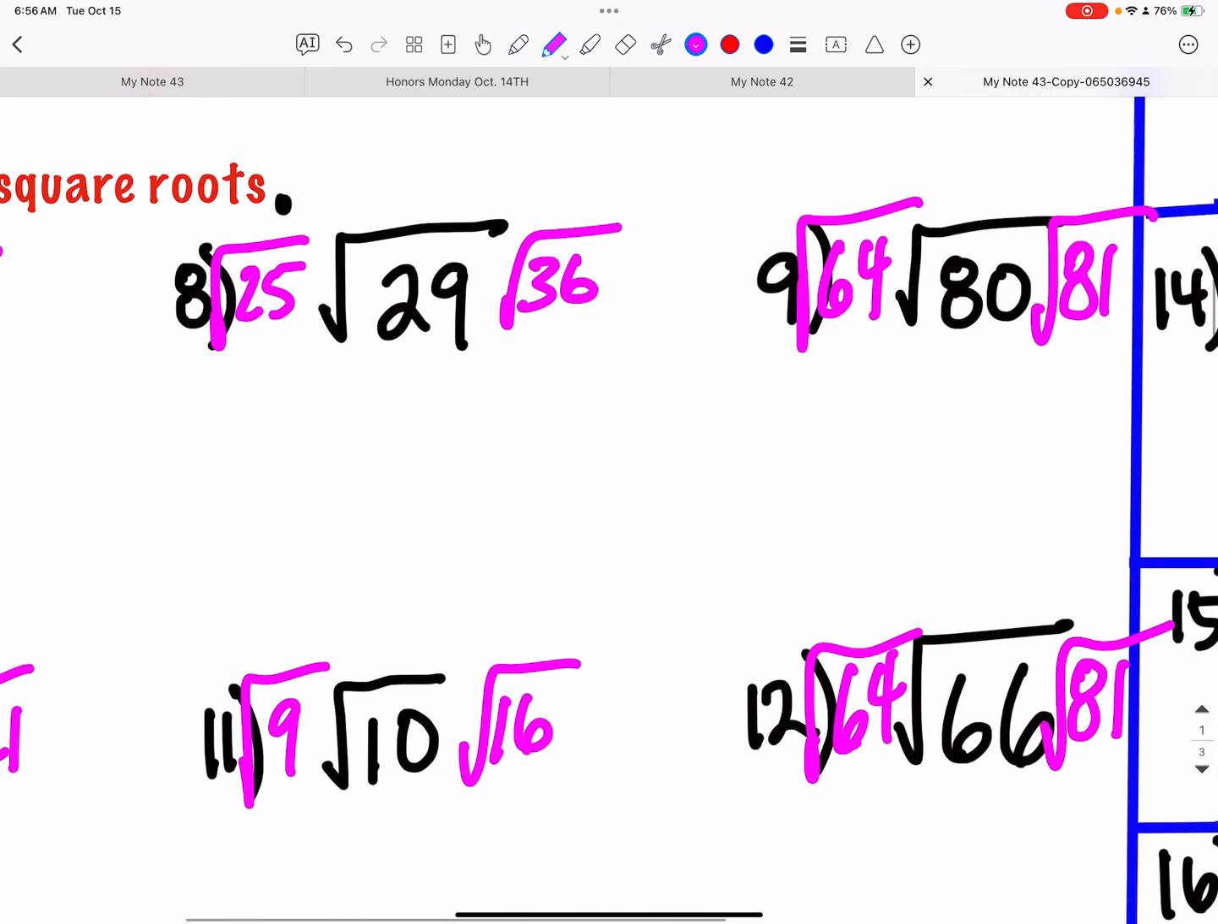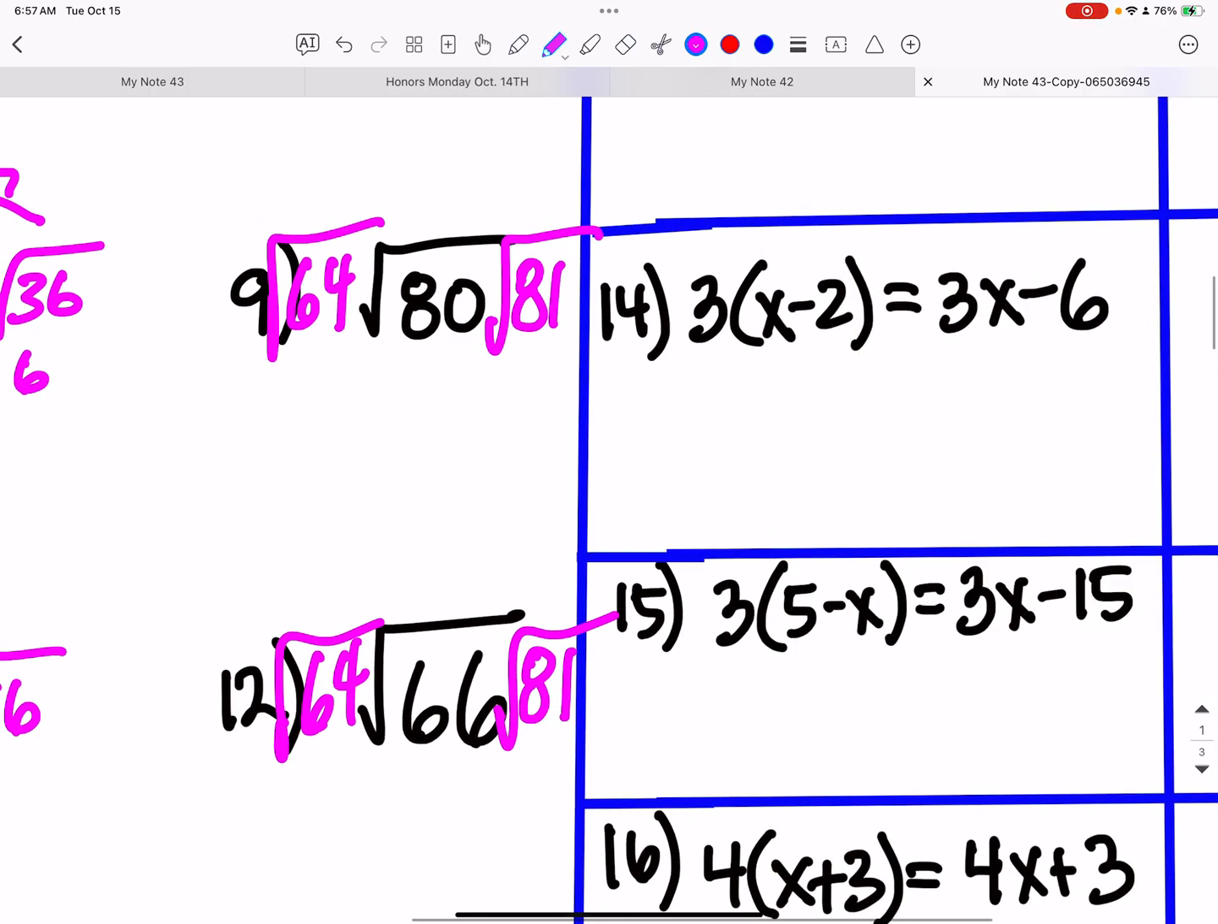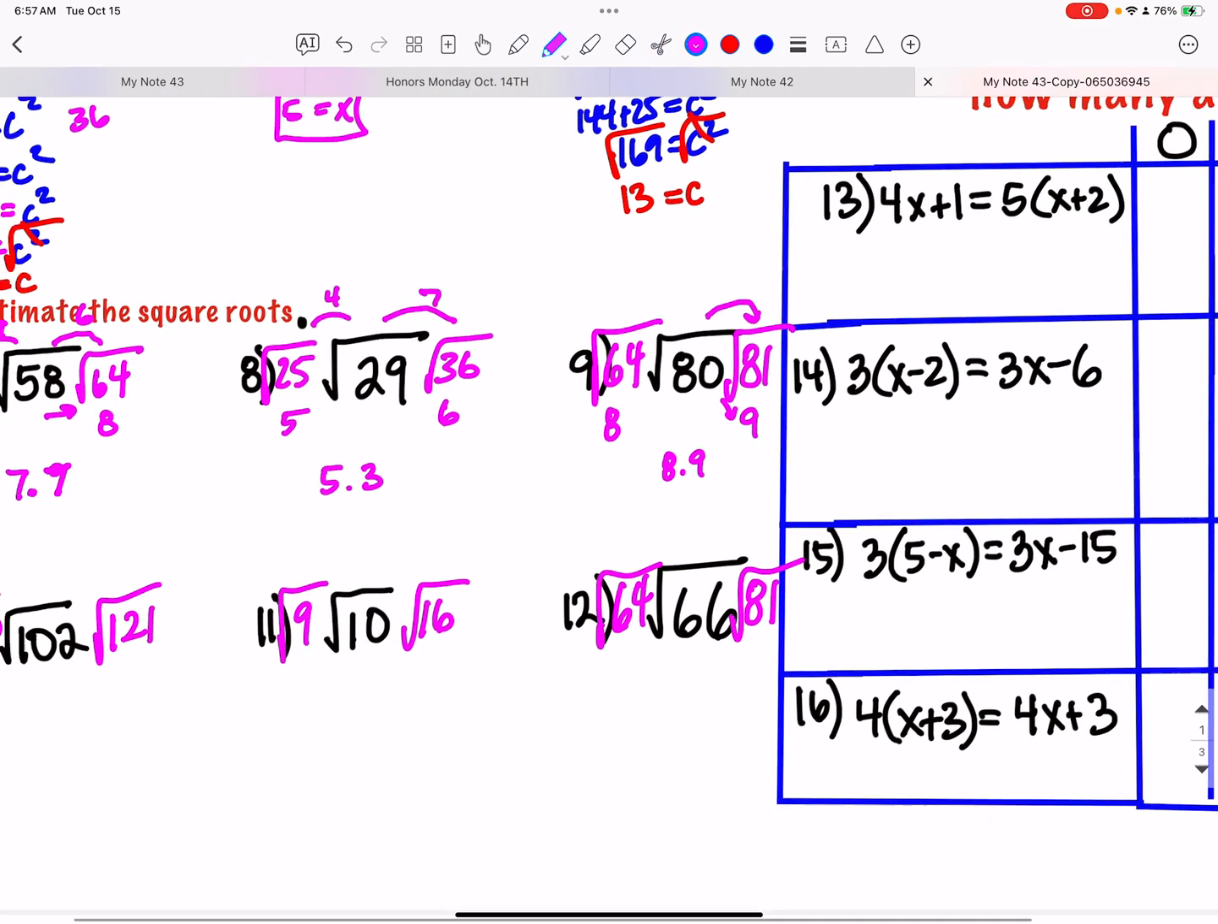Okay, let's see. This is 4 steps away from there. This is 7 steps away from there. So this is 5 and this is 6. It's closer to the 5. It's like 5.3, maybe 5.4, somewhere in there. This is super close to there, as close as we can get. So this is between 8 and 9. So this is like 8.9. This is super close to the 9.